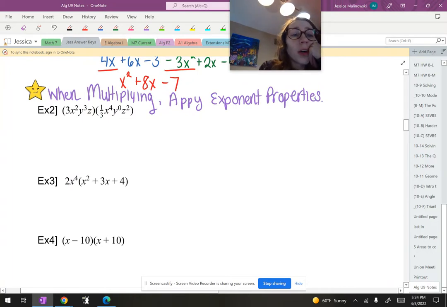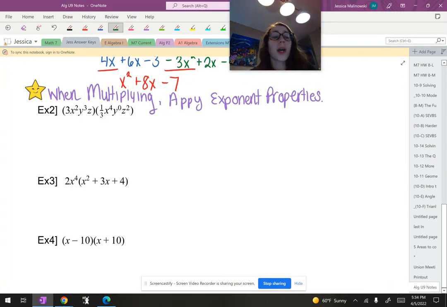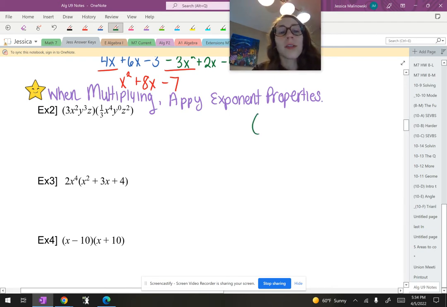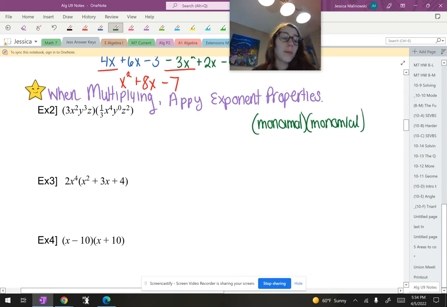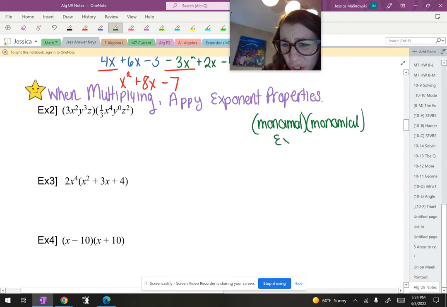All right, here. So we also want to use some fun vocab here. Notice what algebraic expression. I have a monomial here because this is one term. So I'm just going to point out M-O-N-omial. A monomial times a monomial. And again, just going to reiterate that we're going to be using those exponent properties.